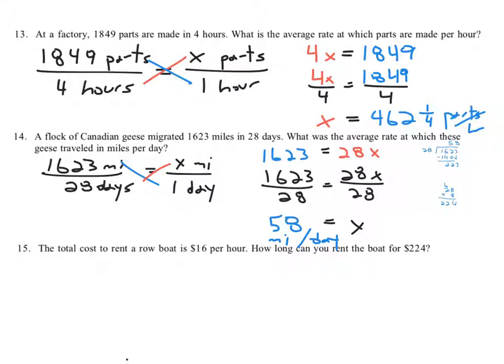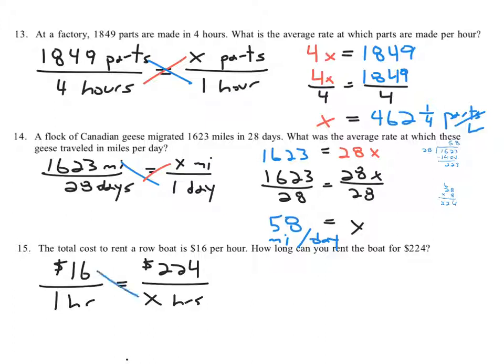Okay, and one more here. Let's do this one. Total cost to run a rowboat is $16 per hour. That is $16 for every 1 hour. Okay. How long can you run a boat for $224? So that would be $224 for how many hours? Okay, we don't know the number of hours, but we do know that it would cost that. We're going to do it like a proportion.